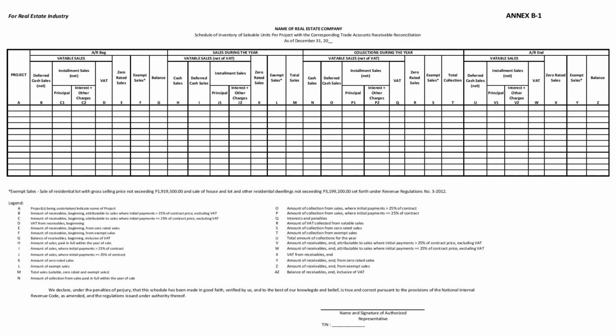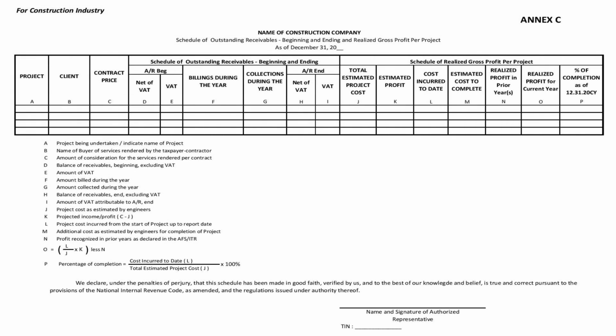So for the construction industry, we have Annex C. So Annex C, what is it? Name of construction company, schedule of outstanding receivables, beginning and ending. And realized gross profit per project as of December 31. So project A, B, C, D, E. Okay. So this is for the construction company. The schedule of outstanding receivable beginning and ending.